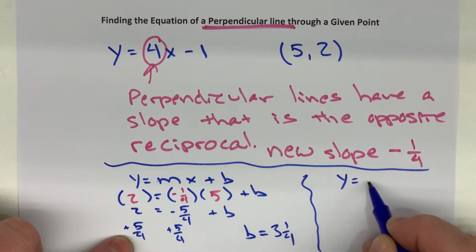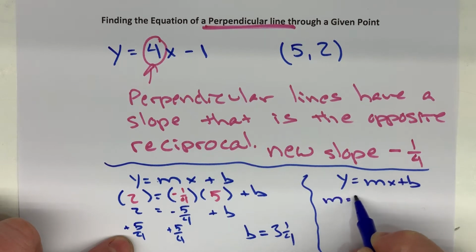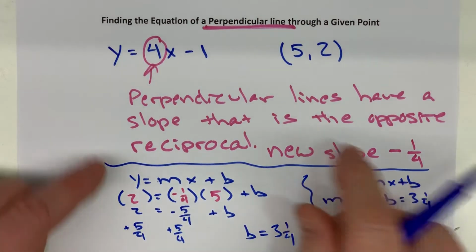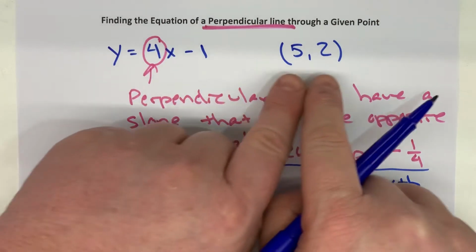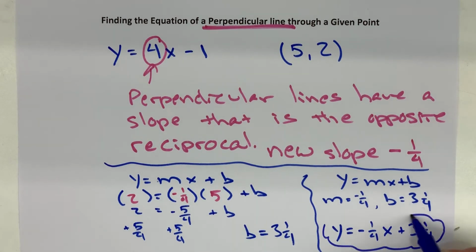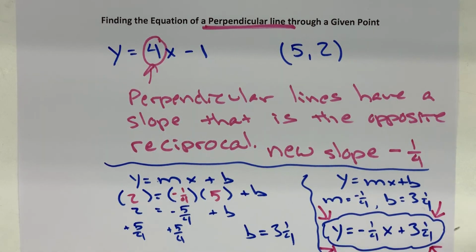So I had y equals mx plus b, where my m is negative 1/4 and b is 3 1/4. So altogether, my line that is perpendicular to this line and going through the point (5, 2) is y equals negative 1 over 4 x plus 3 1/4. That is our answer. Very cool.